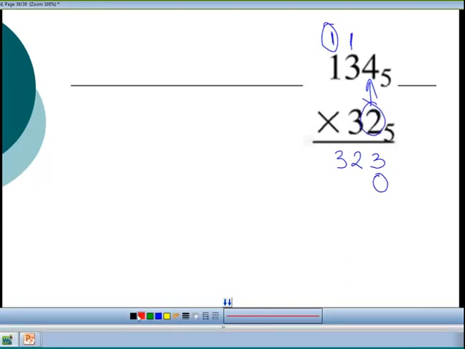So we'll change to red to do that. So 3 times 4 is 12. And so 12 is 2 groups of 5 plus 2. So we write a 2 and we write a 1 up here for 12. And then 3 times 3 is 9. 9 is 1 group of 5 plus 4, so we write 4. And then we put the 1 over here to carry that 1. And then 3 times 1 is 3, plus 1 is 4.